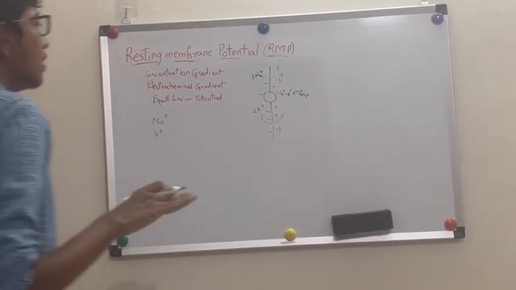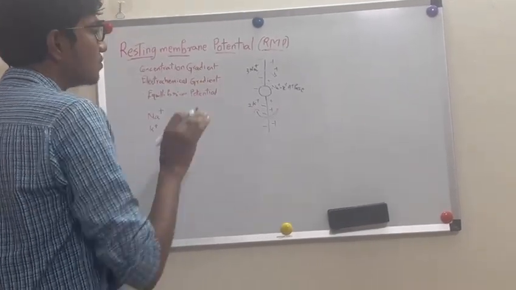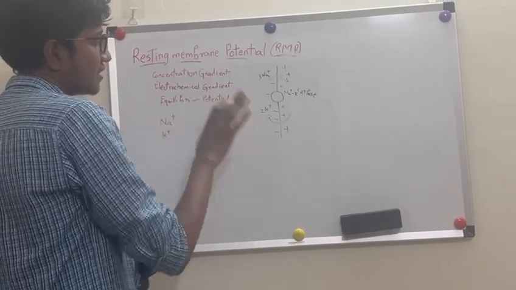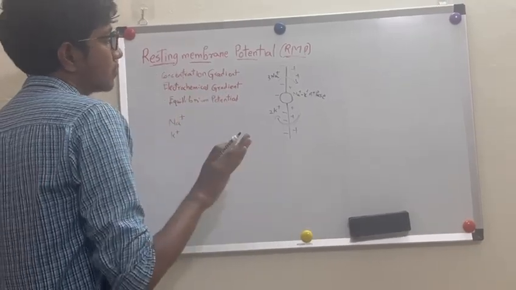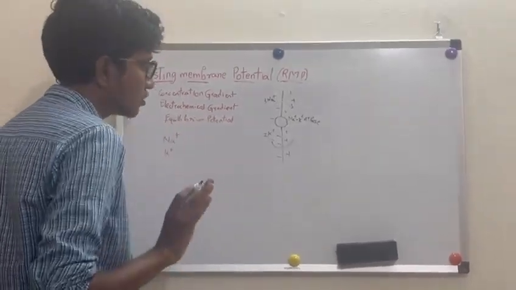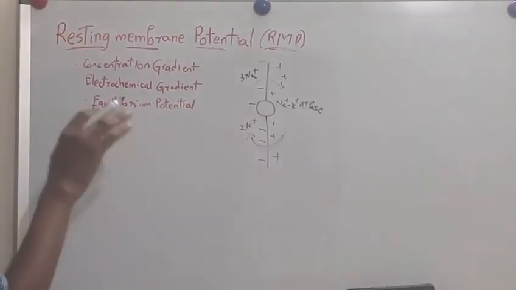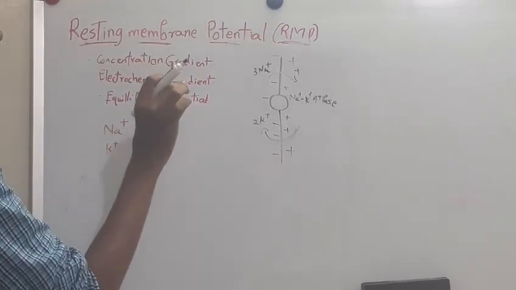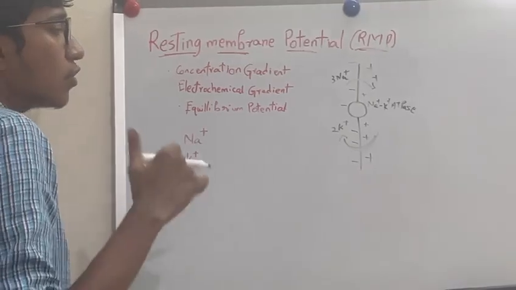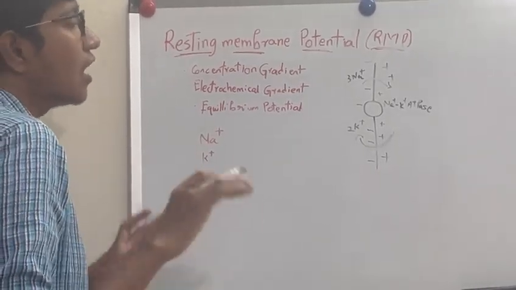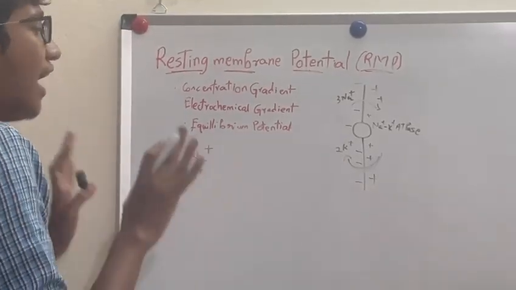Now, when the cell is at rest, generally there are channels present in the cell membrane which facilitate the diffusion, that is passive transport, of ions. There are sodium channels and potassium channels. When the cell is at rest, the sodium channels are relatively much less active compared to potassium channels. That is, a greater number of potassium channels are active and a smaller number of sodium channels are active.